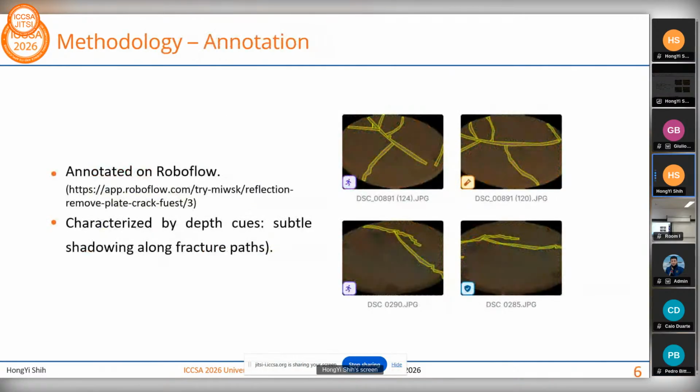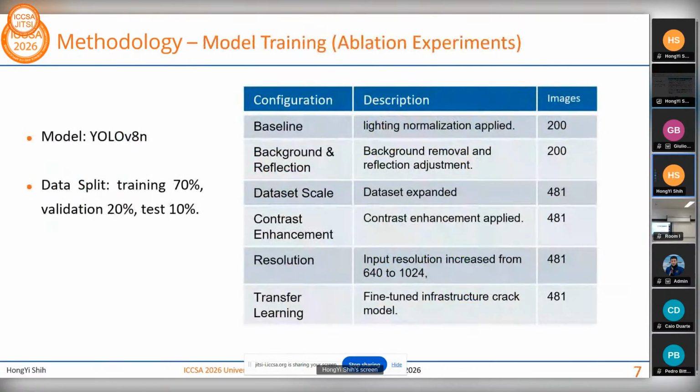All the annotation work is done on the RoboFlow website, and it is an open public dataset. It can be accessed by the link. And because some of the patterns look really similar to the cracks, after consulting with the museum professionals, we defined the cracks as thin and elongated linear features with visible depth cues in this study. And for model training, we used the YOLO version 8 nano model for its efficiency and suitability for the relatively small datasets in this study.